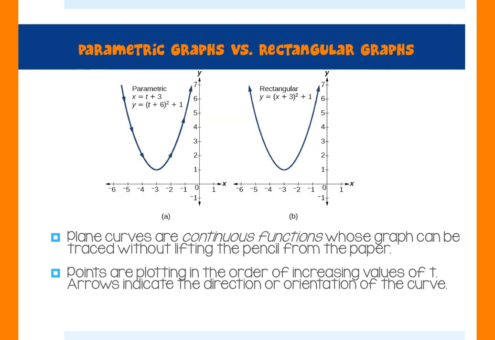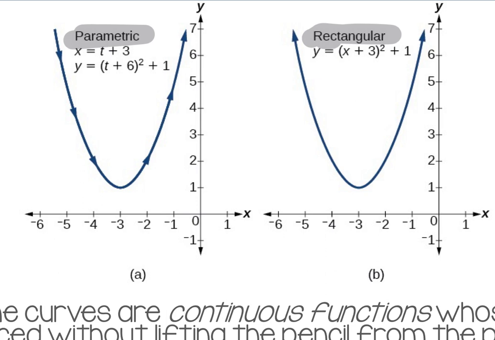So if you look at the graphs on the next slide, on the left is your parametric function. On the right is your rectangular. Now they look almost identical, okay? The overall shape is the same. But if you notice the equations that form your parametric, there's 2 of them. There's an x equals t plus 3 and there's a y equals t plus 6 squared plus 1. To get this shape, you would literally plug in points for t, and then you would use your x and your y as your coordinate points. So that's where that shape comes from, okay?